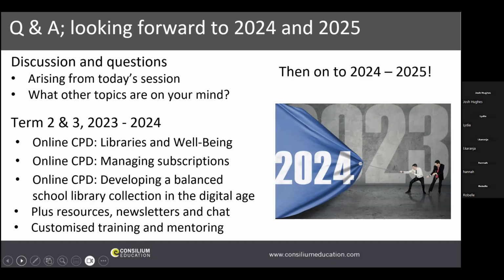One of the more technical sides, but a very important side of librarian work that people are dealing with, and getting some insight into how people are managing that is going to be useful, we hope. And perhaps, Hannah, something that will be of particular relevance to you is developing a balanced school library collection in the digital age. How do you go about it? Chat, resources, newsletters, and if you are interested, we are also going to be offering customized training and mentoring from Rob and Sal about how to develop your libraries.